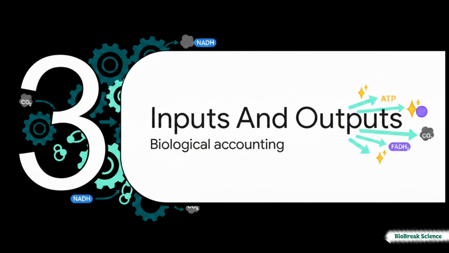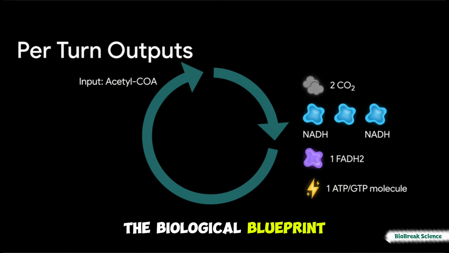Okay, section 3, inputs and outputs. Let's look at the biological blueprint here. What goes into this engine room and what exactly comes out? So before the cycle even starts, the pyruvate from glycolysis gets converted into a 2-carbon molecule called acetyl-CoA. This acetyl-CoA, that's our input. It's basically the ticket to get on the ride.